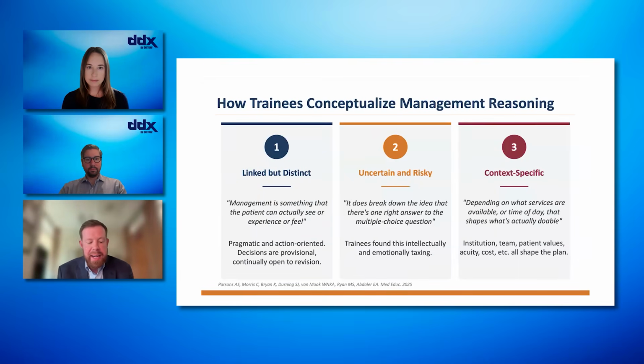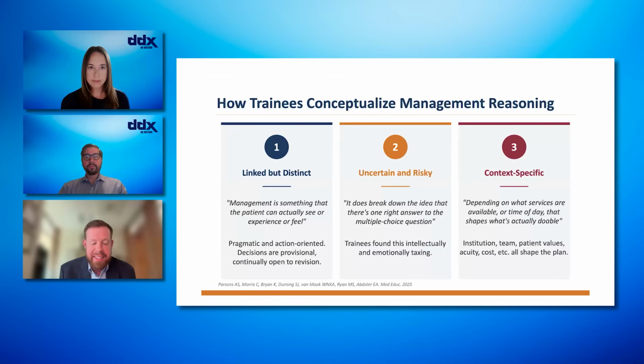They recognize that getting the right diagnosis does not automatically mean what you need to do next, as we just explained. The cognitive work is different. They described it as pragmatic, as action-oriented, and as provisional, continually open to revision. Second, they conceptualize management reasoning as uncertain and risky. So unlike diagnosis, where there's often a right answer, management decisions involve trade-offs and consequences that can play out over time. So one said it does break down the idea that there's one right answer to the multiple choice question. And trainees found this to be intellectually taxing, to be emotionally taxing as well.